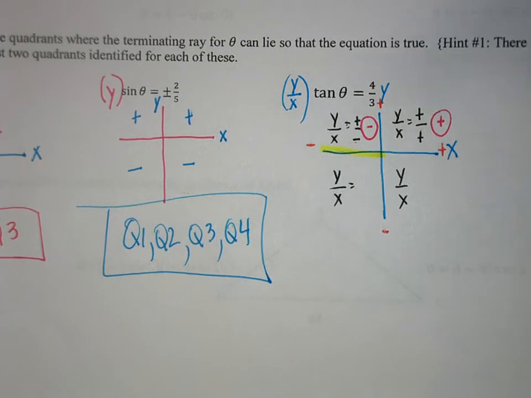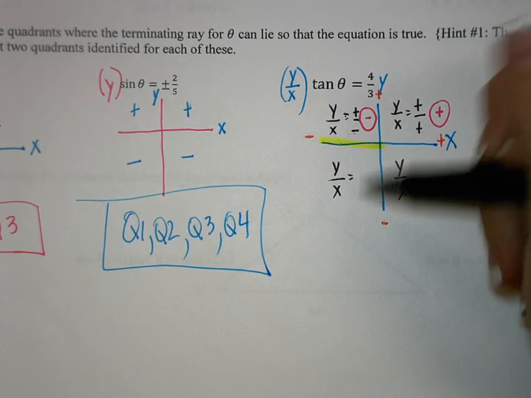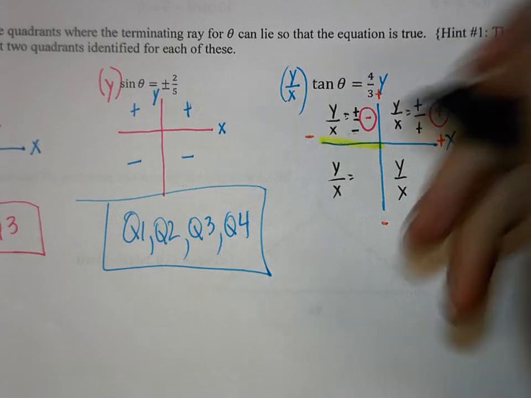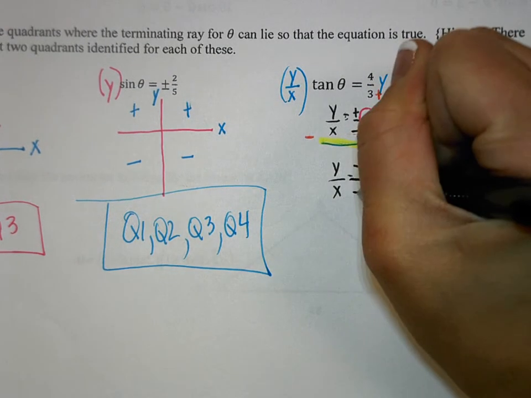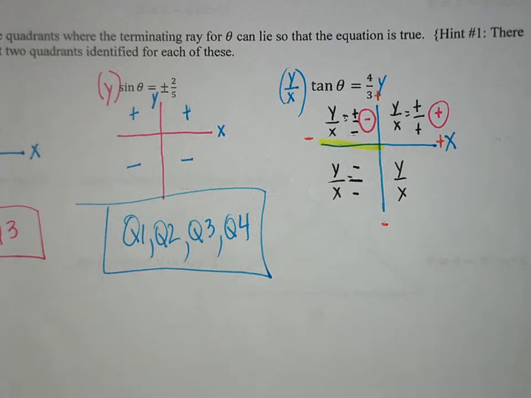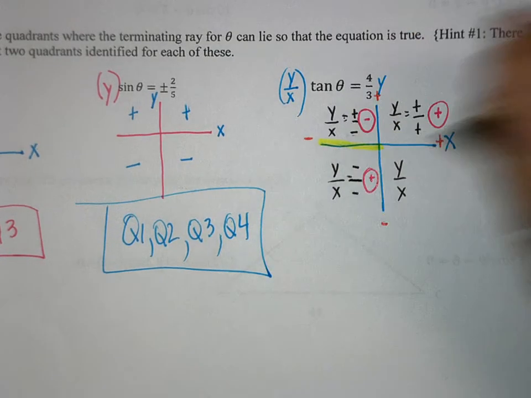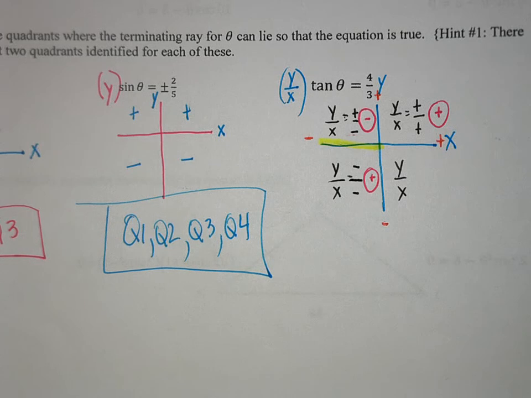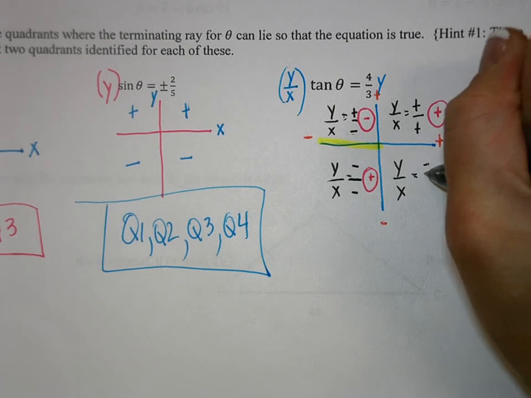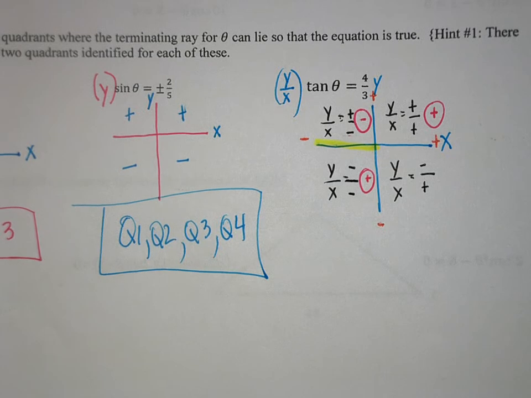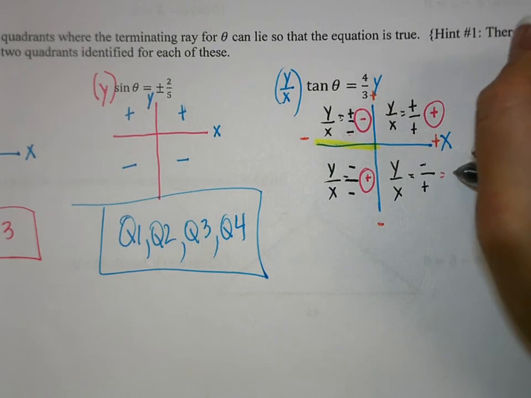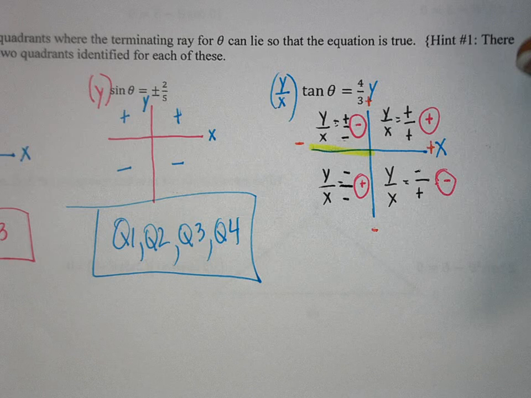Okay. So, y in this quadrant is what? Negative. And the x value is negative. And what is a negative divided by a negative? A positive. Okay, this last one right here, the y value is what? Negative. And the x value is positive. And a negative divided by a positive is a negative. Okay, do we have any questions there?